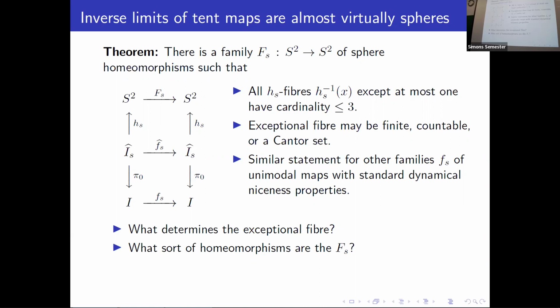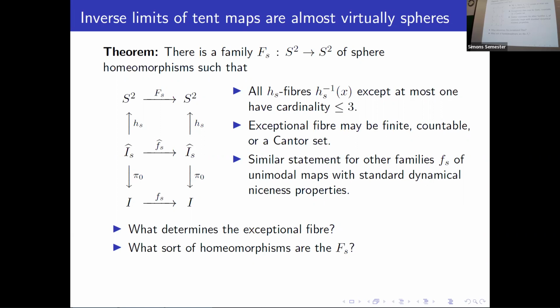And I should say that we've stated this here for tent maps down below. It works equally well for the logistic family or your other favorite family of unimodal maps, provided you've got some typical dynamical niceness properties like negative Schwarzian derivative. Okay, so there are two questions which naturally arise from this theorem. One question is, there are all these nice fibers where I'm just collapsing pairs or triples of points, and there's one that's bad. So what determines that exceptional fiber?